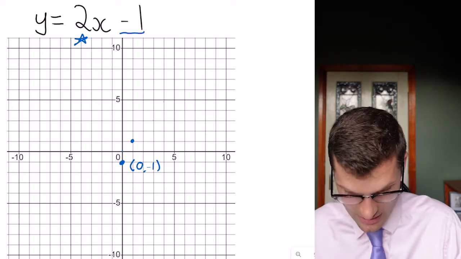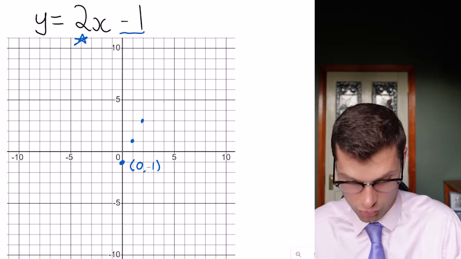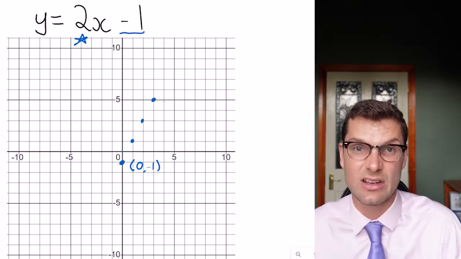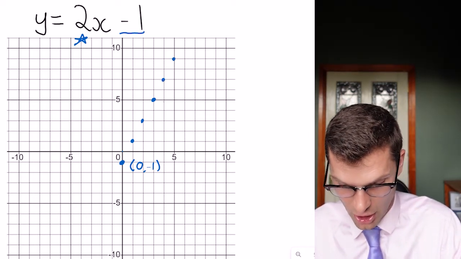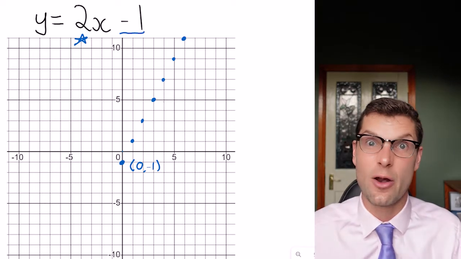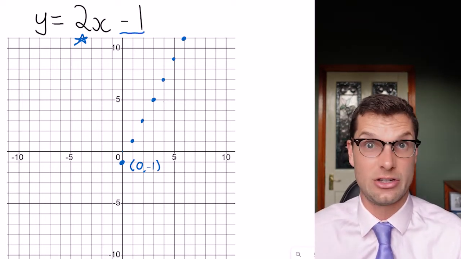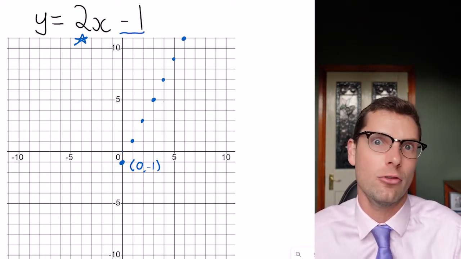Across 1 and then up 2. Across 1 and then up 2. And we just keep following this for as long as our graphing paper goes. You can see straight away there, that line looks incredibly straight, so I know I've probably got it right.